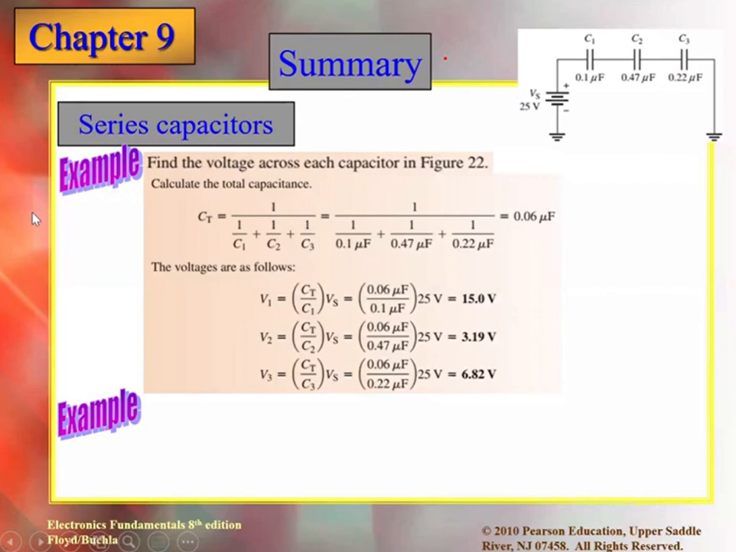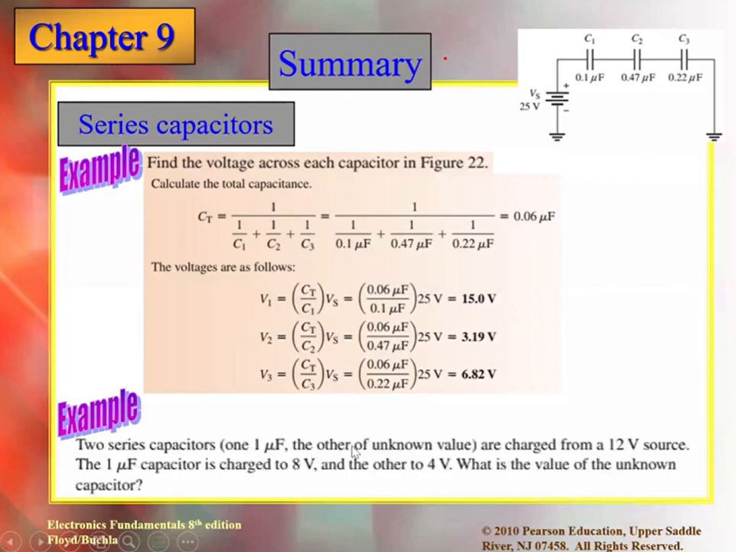Okay, two series capacitors, one is 1 microfarad and the other is of unknown value, charged from a 12 volt source. The 1 microfarad capacitor is charged to 8 volts and the other is charged to 4 volts. The total is 8 plus 4, equal to 12. Let's suppose the unknown capacitor is Cx. What is the value of the unknown capacitor?